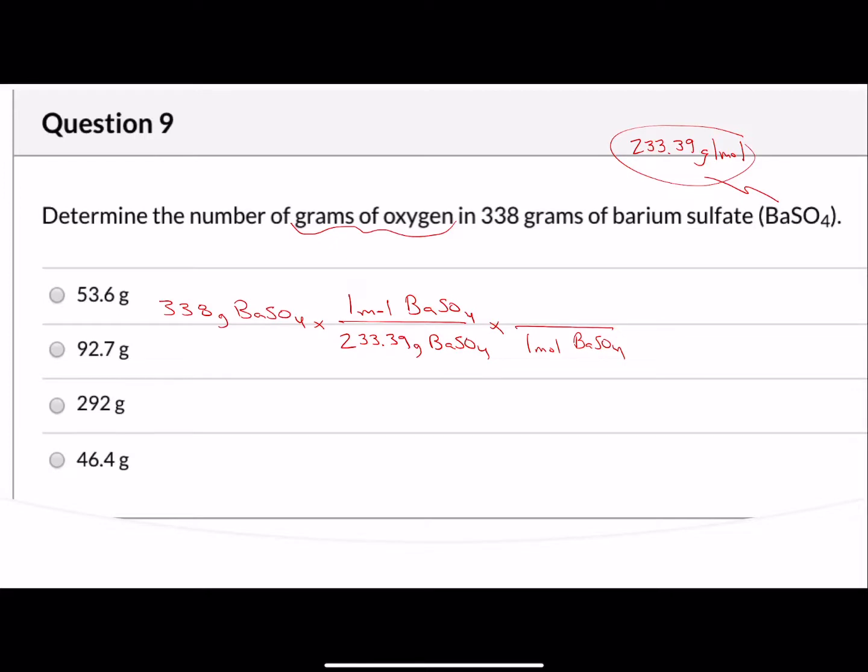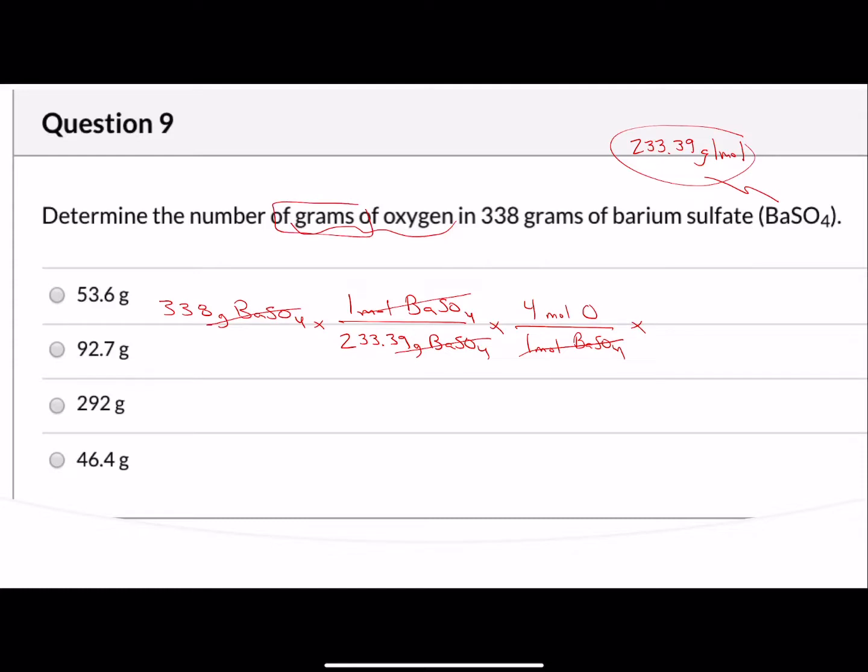I have 4 of them. So SO4, the subscript 4 means that I have 4 oxygen. So I'll put 4 moles of oxygen. If I was to stop right here, you can see that grams of barium sulfate cancel out, moles of barium sulfate cancel out, and I would just end up with the moles of oxygen. But I want to figure out the number of grams of oxygen.